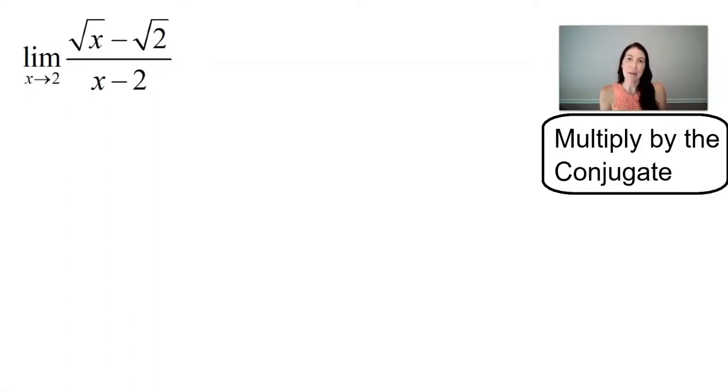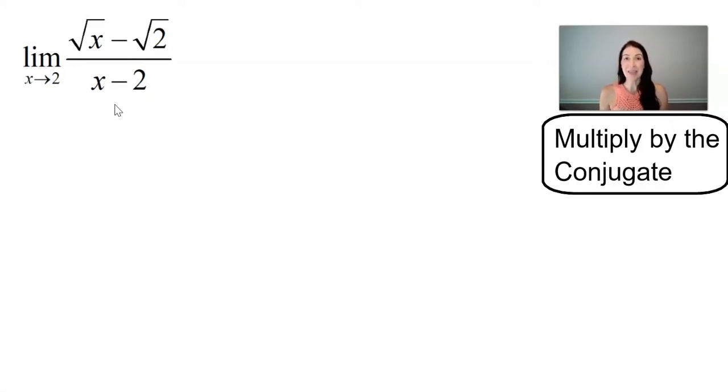So for this limit problem, I do want to mention that the first thing I always try is direct substitution. If we were to directly substitute in 2, we would have square root of 2 minus root 2, which would be 0, divided by 2 minus 2, which is also 0. So we get the indeterminate form of 0 over 0, which means we need to do some more algebra in order to be able to use direct substitution and evaluate this limit.